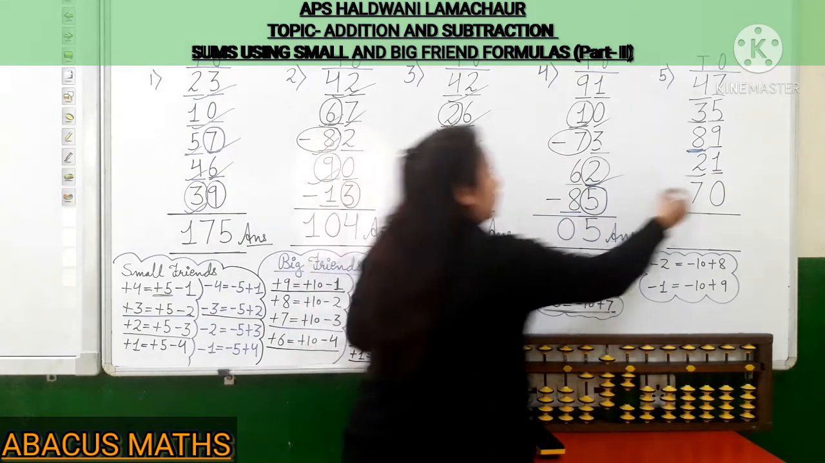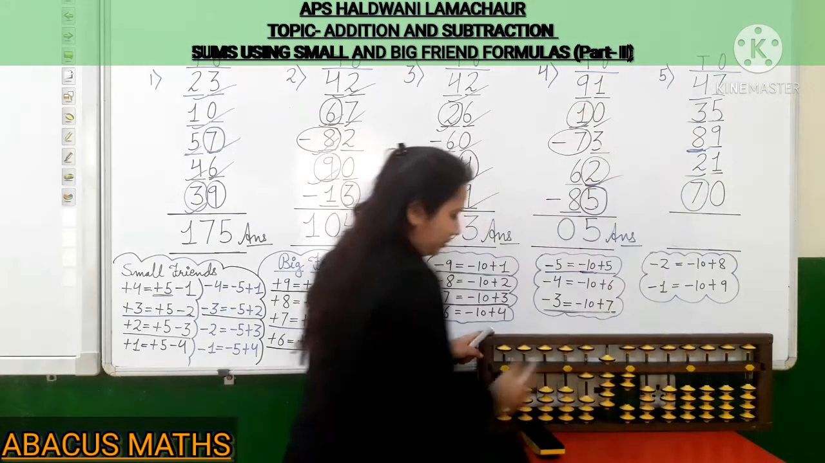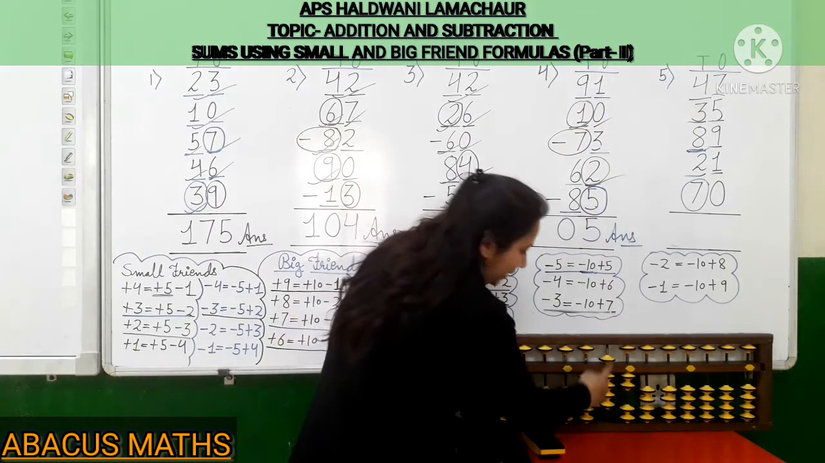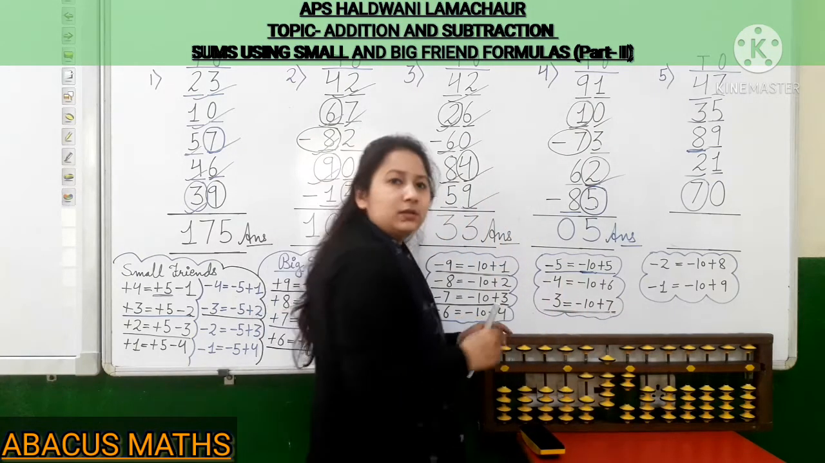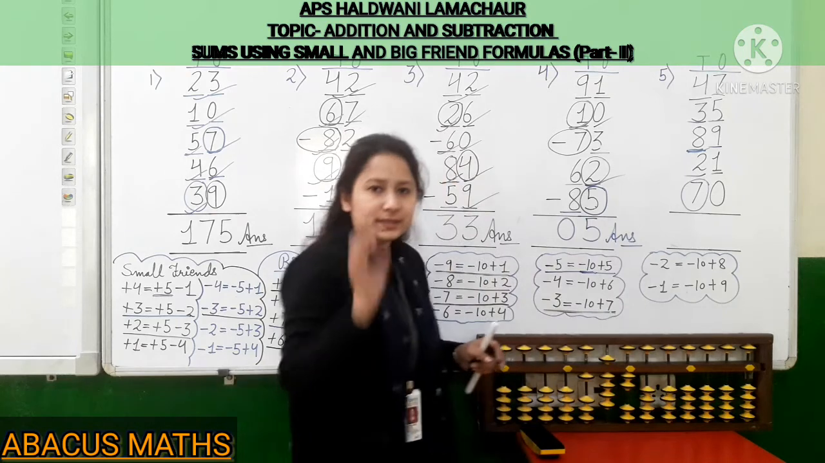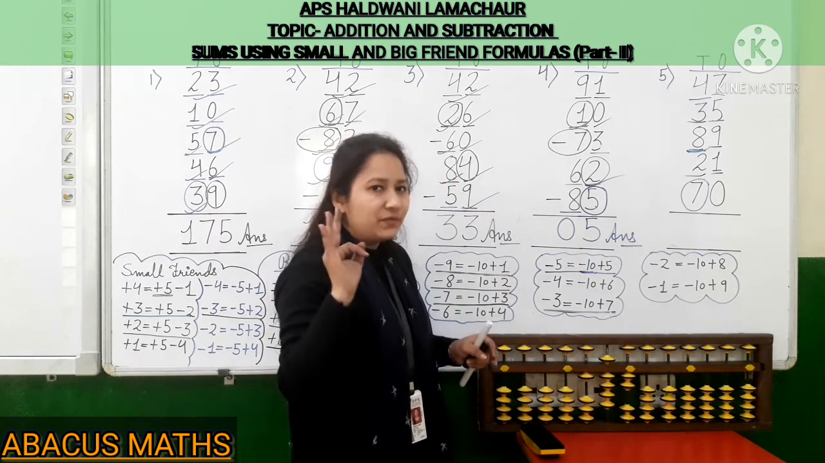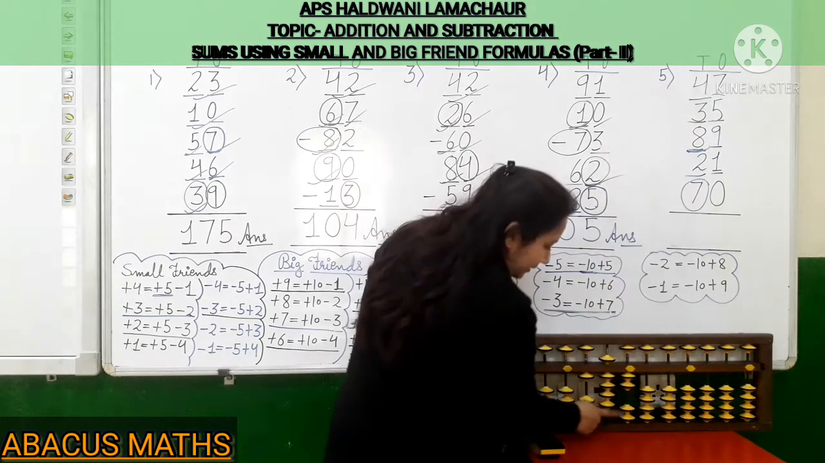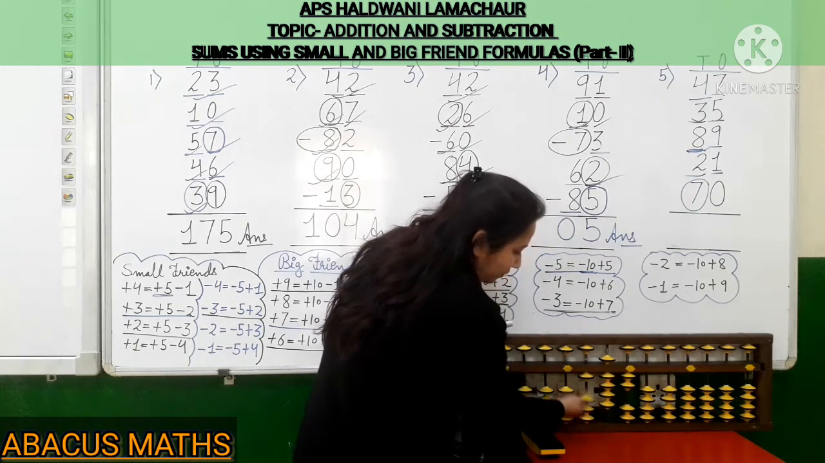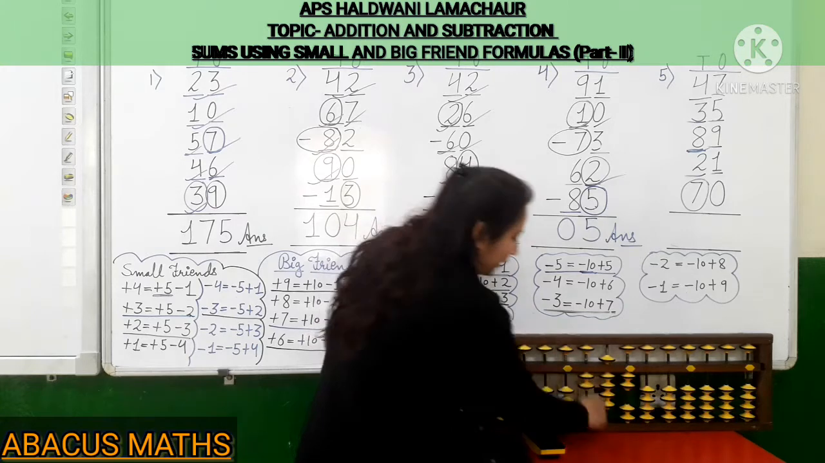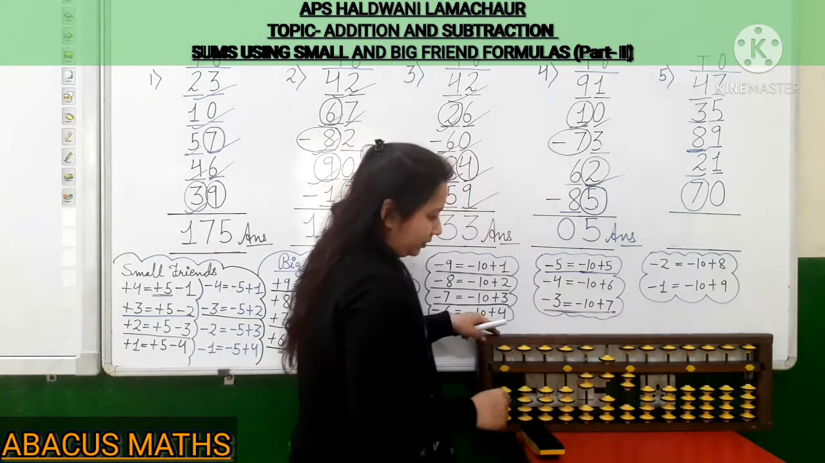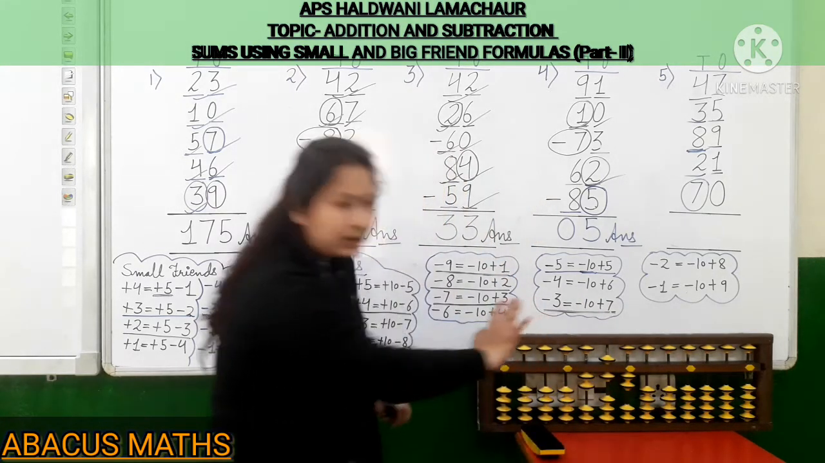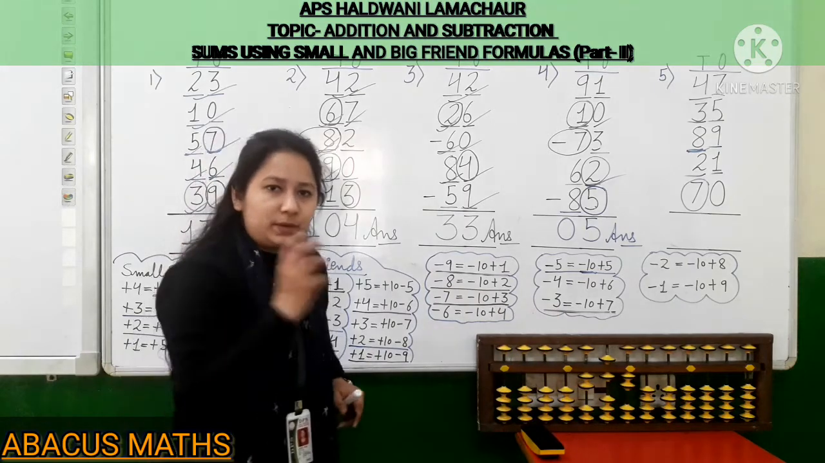Now next you have to add the 7 in the 10's rod. Now you can see that 9 we have already added. Now what you have to do to add 7? Plus 10 minus 3, big friend formula. Now for plus 10, see, 7 you have to add in the 10's rod, here. So plus 10 in the 1 rod up and minus 3 from the same rod. See, all the formulas I have put orally.